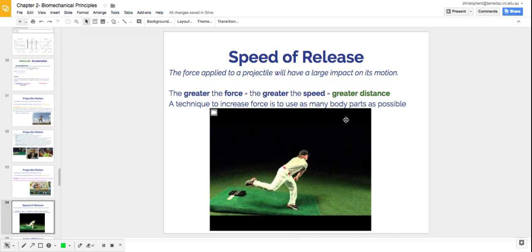How we achieve this is usually through working on our technique to increase the force so that we use more body parts. And if you think about a baseball thrower, if they stand still and throw compared to a run-up and throw, they're obviously going to be able to throw more with the run-up because you're going to be able to generate greater force, which means there's going to be a greater speed of release.